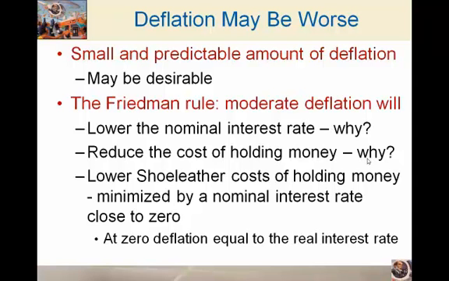So you're going to also get lower shoe leather costs of holding money. Why? Because you don't have to find where the cheapest deal is. If you've got very low inflation, a nominal interest rate that's close to zero, then prices should be falling slightly, and that means that you don't have shoe leather costs. In other words, you're not wandering around trying to get the best deal because prices are increasing quite rapidly.